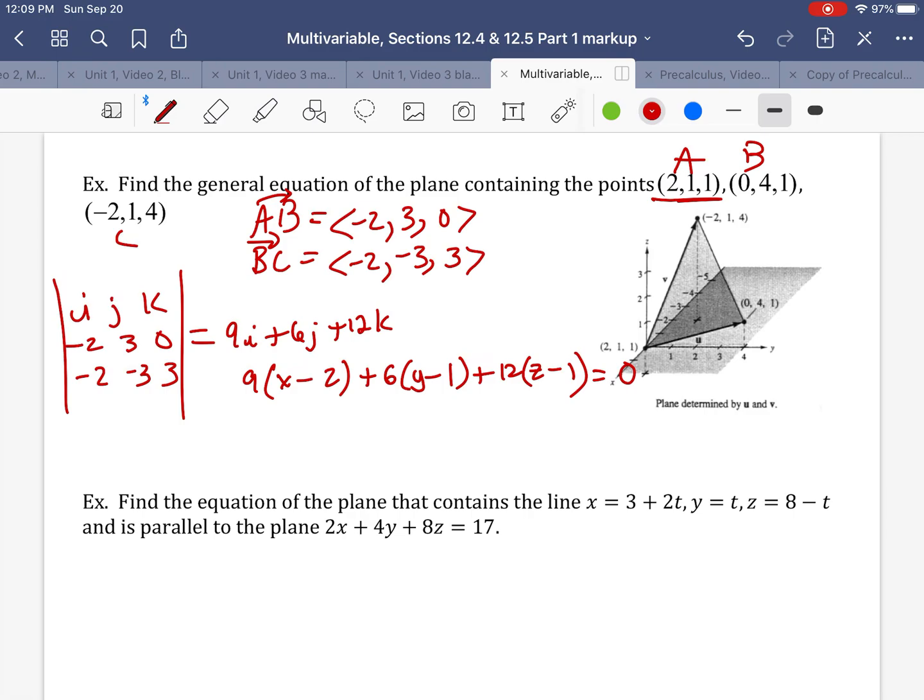At this point, you could divide everything by 3. I just didn't want you to do that yet, just in case we're going to do something else in a second. But you could divide everything by 3 to make it a little easier. But let's just multiply it out like we see here. So I have 9x. I'm going to take my 6y and the 12z.